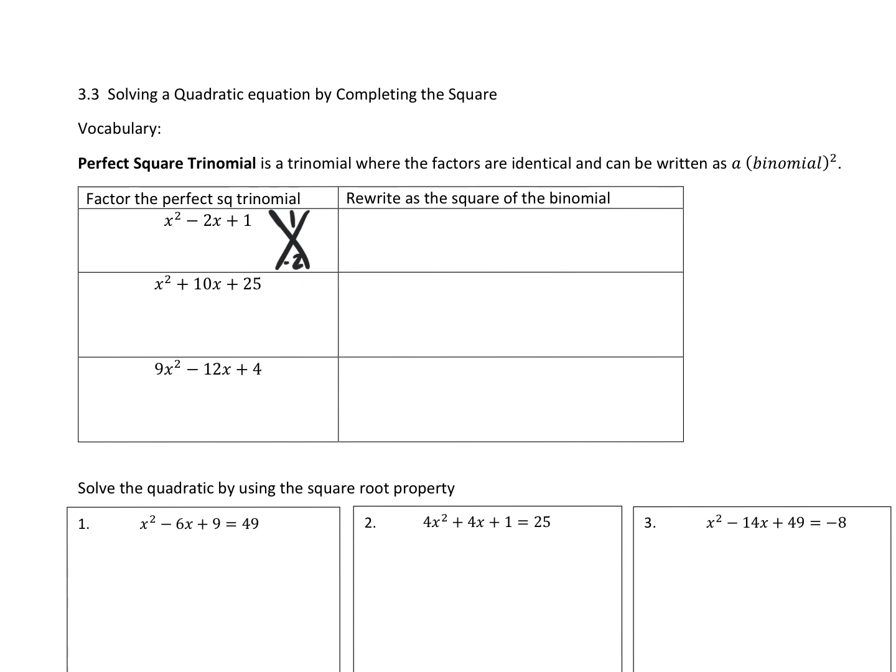What two numbers multiply to 1 and add to negative 2? Negative 1 and negative 1. So I could write that as x minus 1 times x minus 1. To rewrite it as a square of a binomial, I just write it once, x minus 1, and I put the square on it.